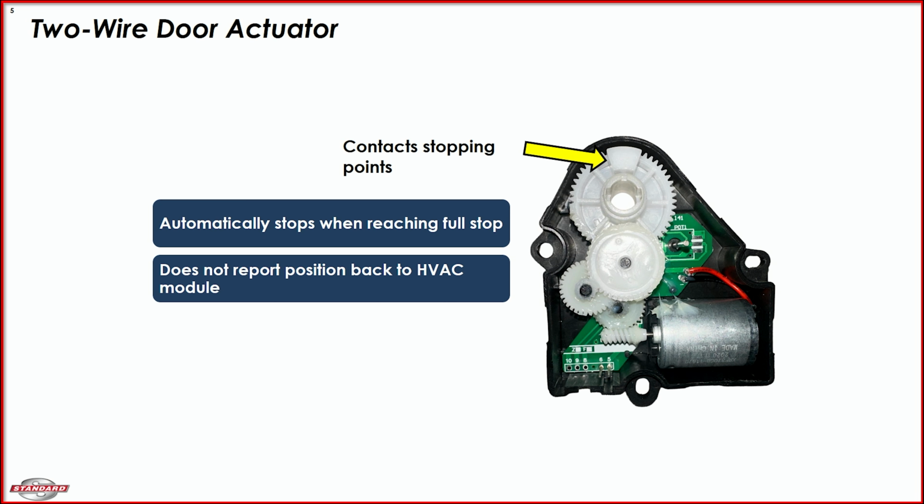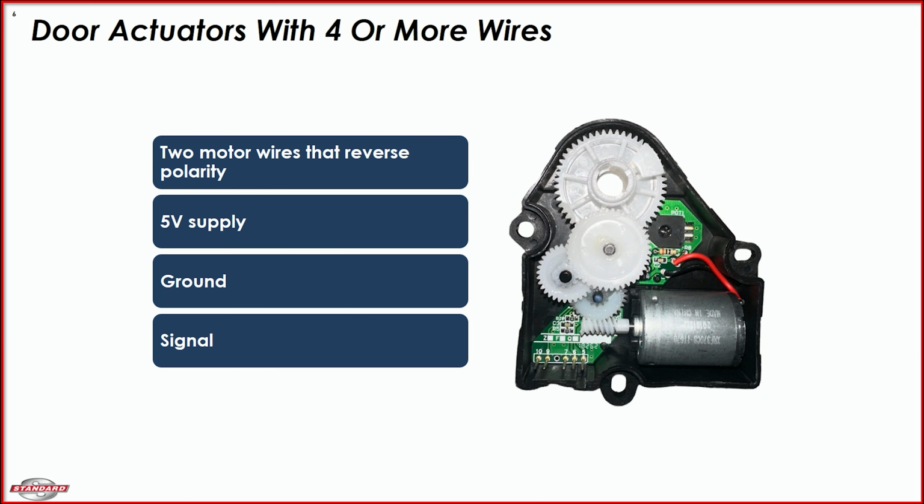You probably also noticed that these gears are all plastic. This doesn't mean that they'll fail within a year or two of being in use, but plastic ages and can become weak, especially given certain environmental conditions. So keep this in mind when diagnosing and replacing air door actuators.